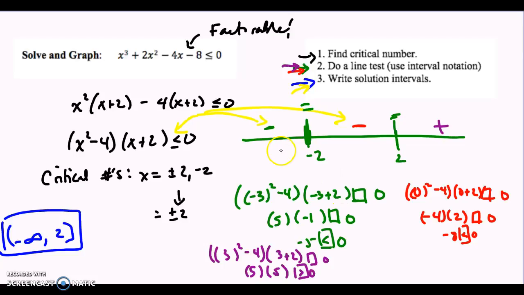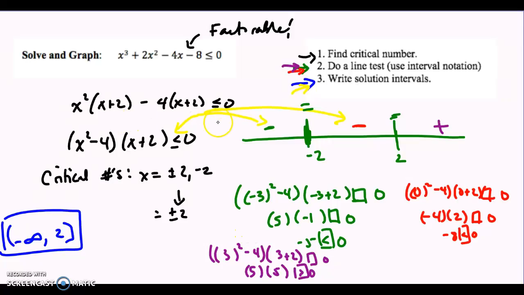And I did a line test, and I used the colors here to show you what's going on. So I plugged in -3 on the left here. I got -5, which was less than 0, so that's a negative. I plugged in 0 for in between -2 and 2. I got a negative number out, so that's going to be negative. I did the same thing on the right side of 2. I plugged in 3. I got a positive number out. That's why there's a positive there.